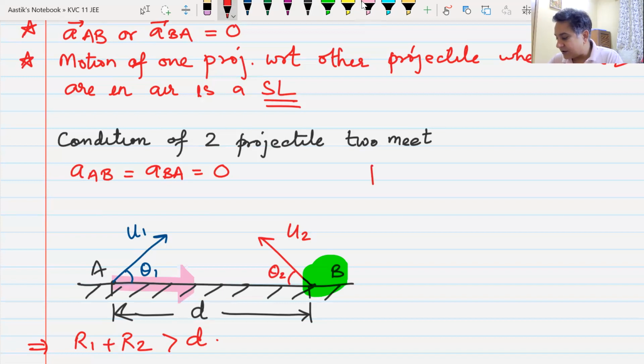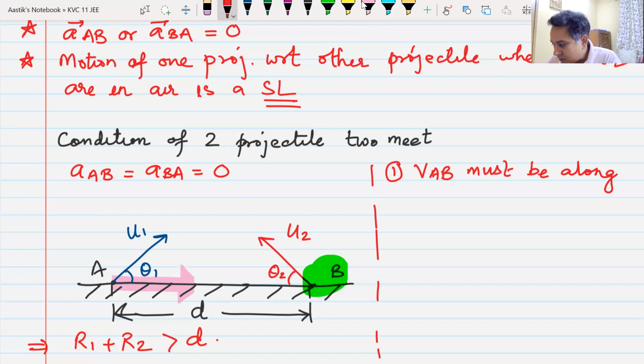That is the most important condition for two particles to meet. Number one, the relative velocity of A with respect to B must be along the line joining the two particles AB. Understood or not? Because when you become B, B does not go anywhere. Now A has to come and meet you. How will A come and meet you? If the velocity of A is towards you, then only he will come and meet you.